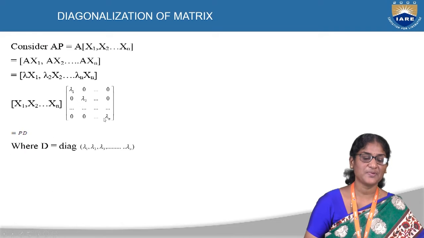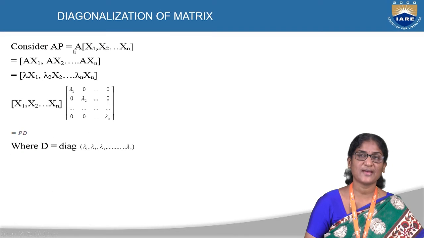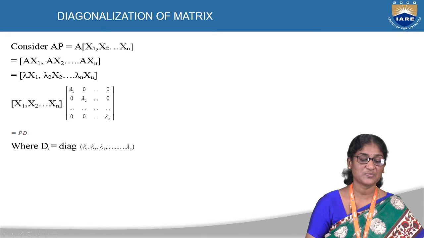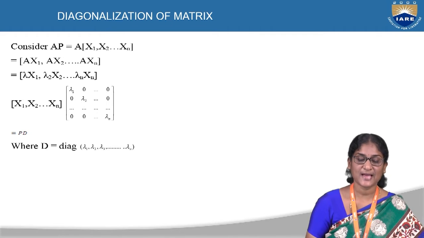Now consider AP, which is equal to A into, as we have taken P as a set of eigenvectors, x1, x2, x3, so on up till xn. Multiply each and every vector with A. Then A into x1, A into x2, so on up till A into xn. If you take all the x's and separate these matrices, it can be written as P into D, where D is a diagonal matrix. That means it possesses only the diagonal elements.